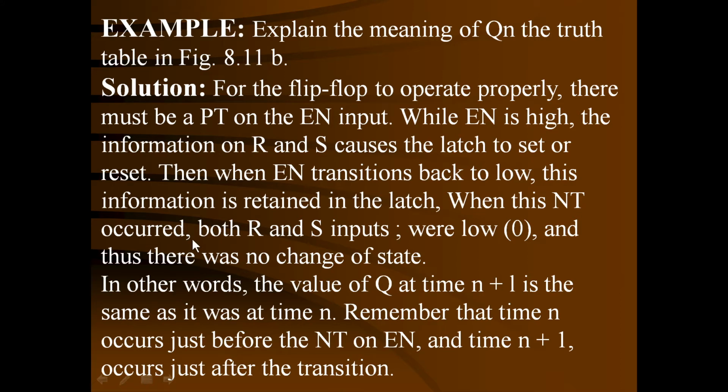When this negative transition occurred, both R and S inputs were low, 0, and thus there was no change of the state. In other words, the value of Q at time n plus 1 is the same as it was at time n. Remember that the time n occurs just before the negative transition of EN or clock pulse, and time n plus 1 occurs just after the transition. So in the truth table, Qn plus 1 is the next data after the clock pulse is gone. That means the negative transition has taken place. And Qn is just before the negative transition takes place.